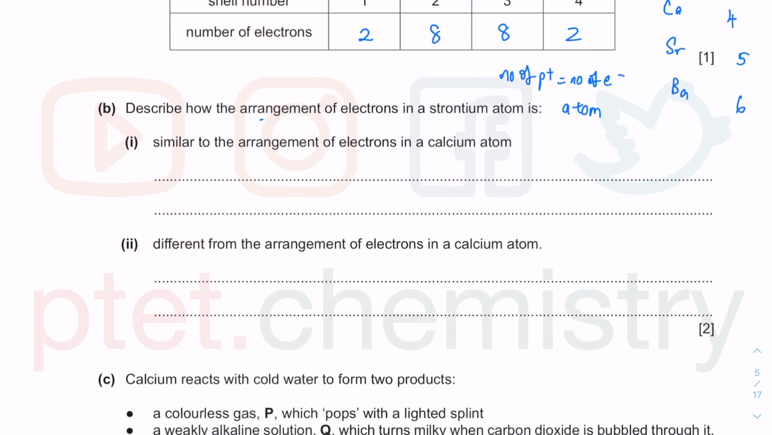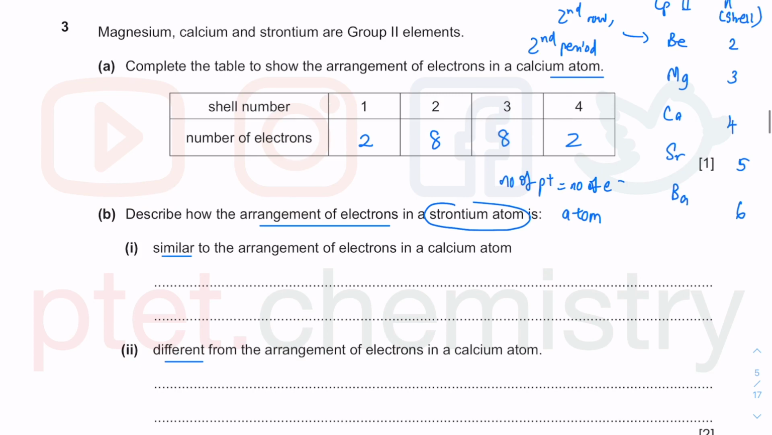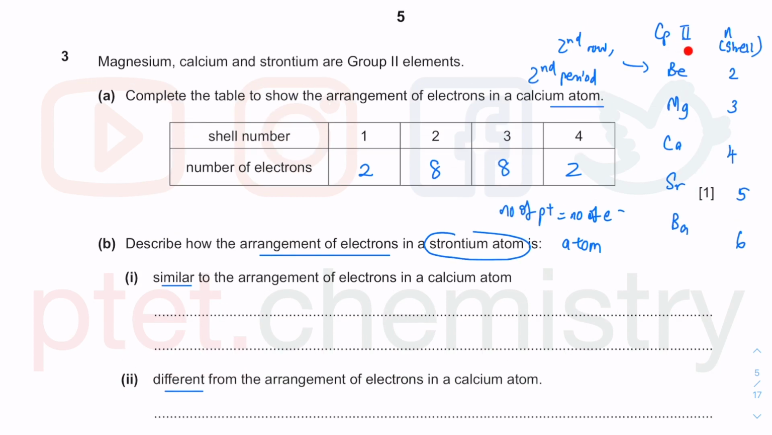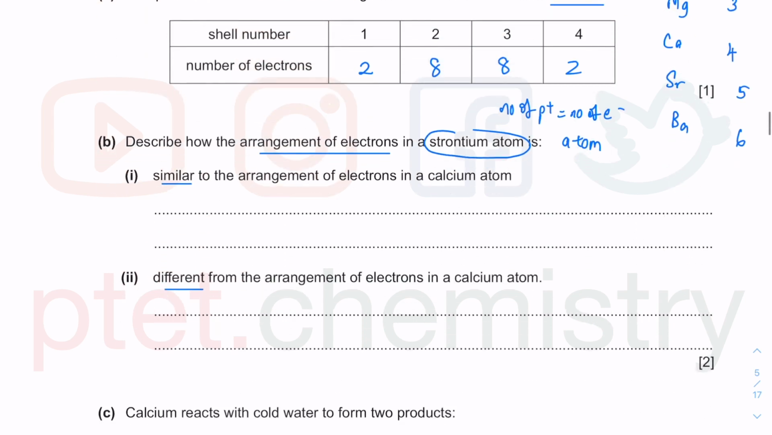Next up, describe the arrangement of electrons in a strontium atom. How is it similar? How is it different? You should know that strontium is just below calcium. Since they are in the same group 2, in your atomic structure topic, the syllabus says candidates should be able to understand that group number tells you the number of outer shell electrons. So similar would be the same number of valence electrons.